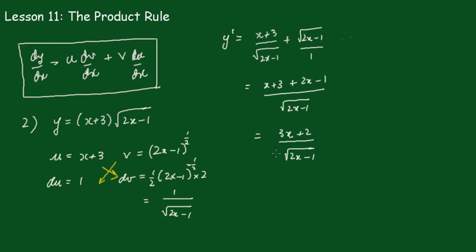Now, there's no way we could have done this without the product rule because of the square root sign in this particular case.